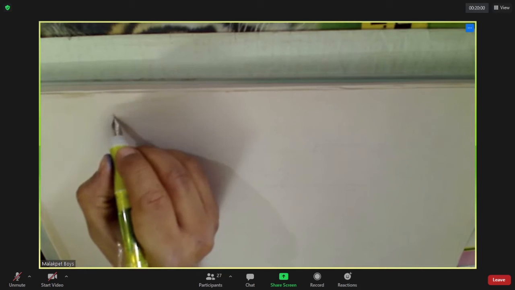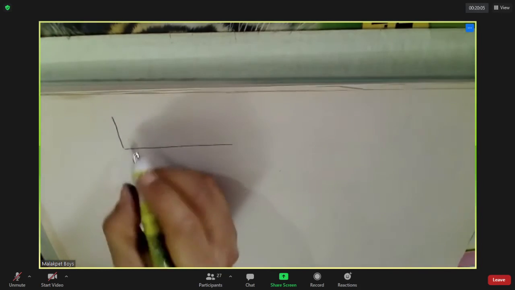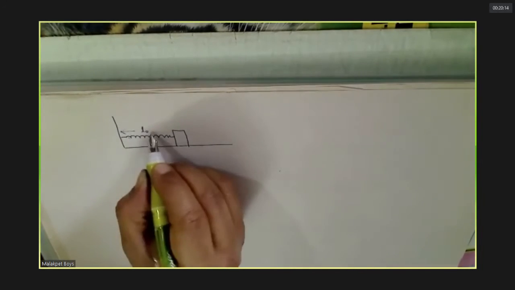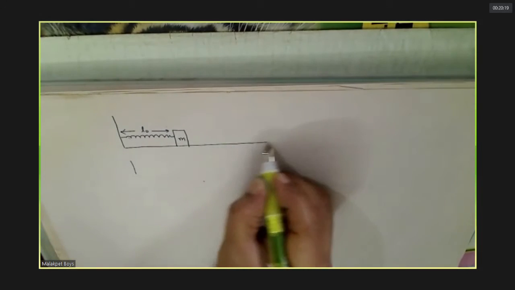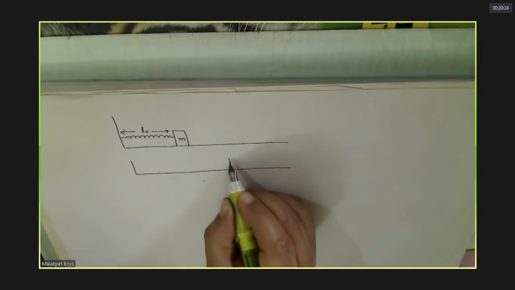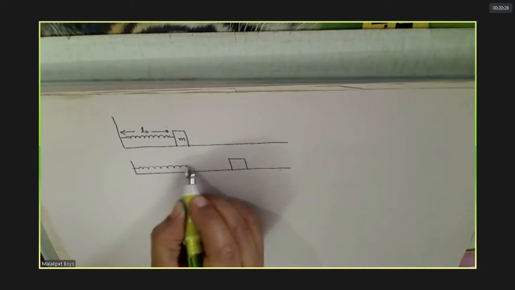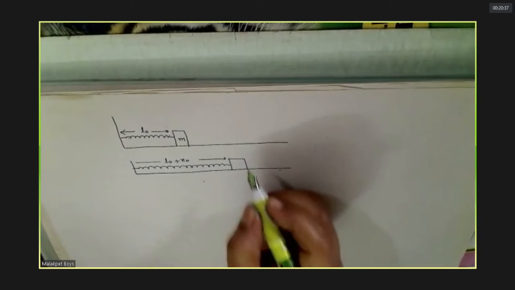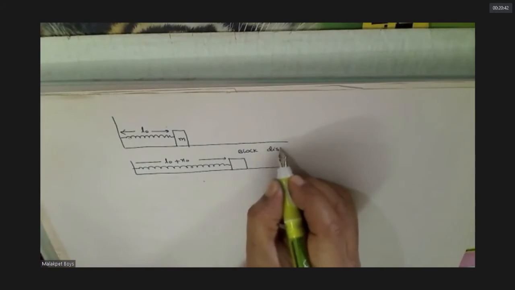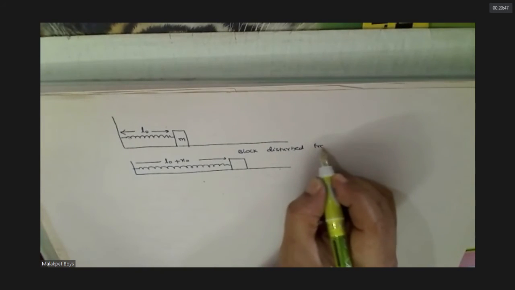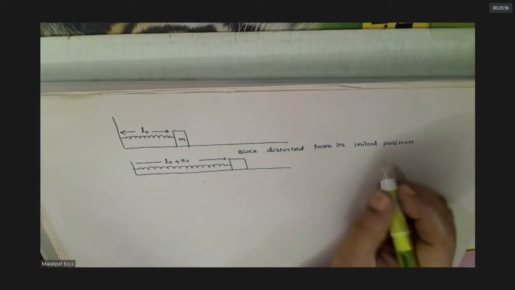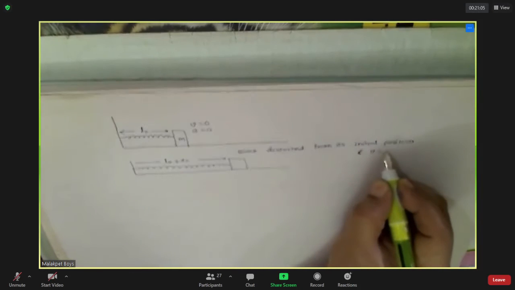See here, once again, this block is like this. This is L naught, the spring is not extended. Now you are disturbing this block. Now you are pulling it. Here velocity is zero. Acceleration?